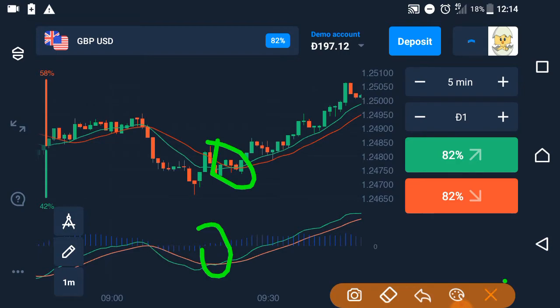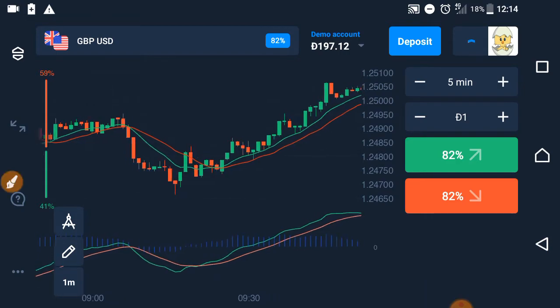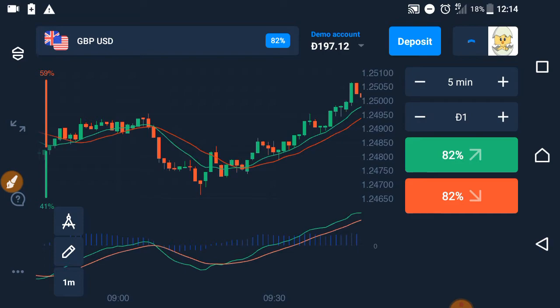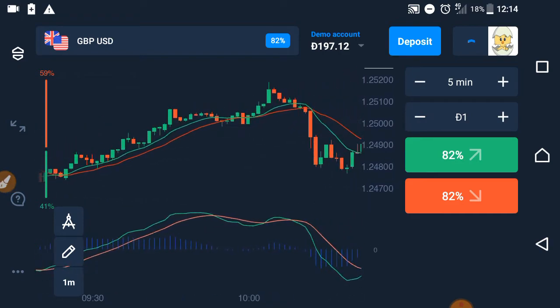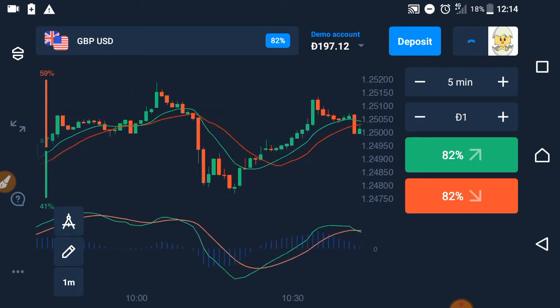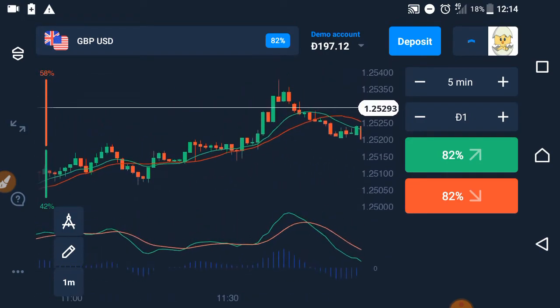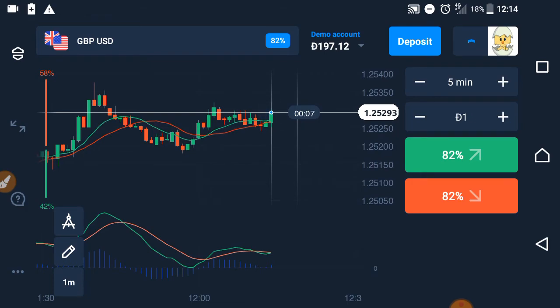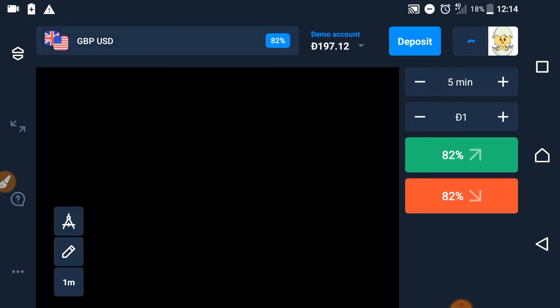One thing I noticed about this strategy is when the MACD comes down a lot, that's when the strategy works. When it goes up a lot, that's when it works. So you can see over here, you can see the strategy really works. So I'm trying to make a trade in real time here, just to show you guys how profitable this strategy is.